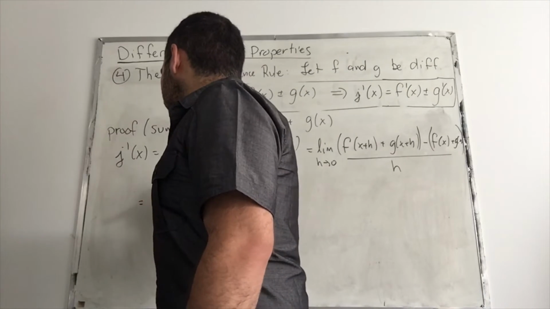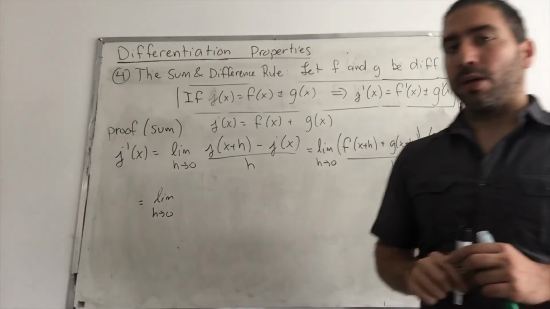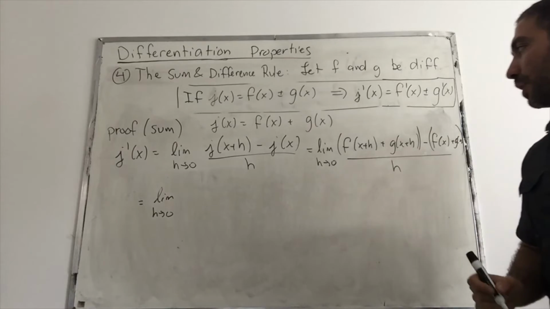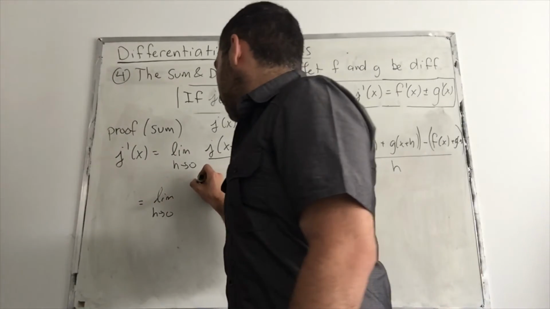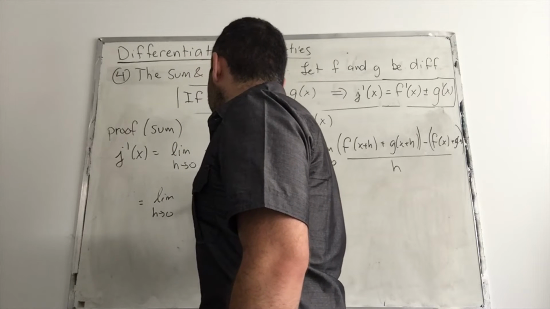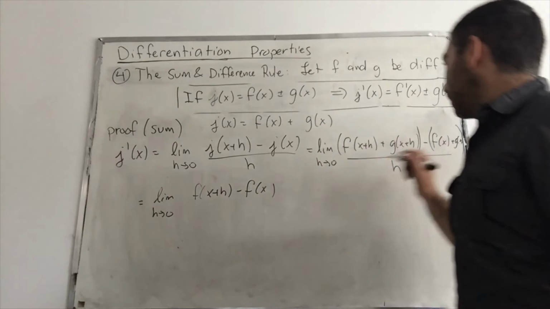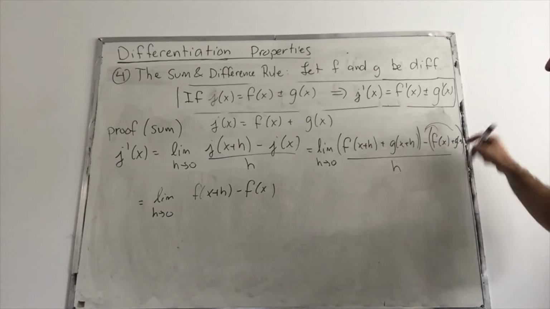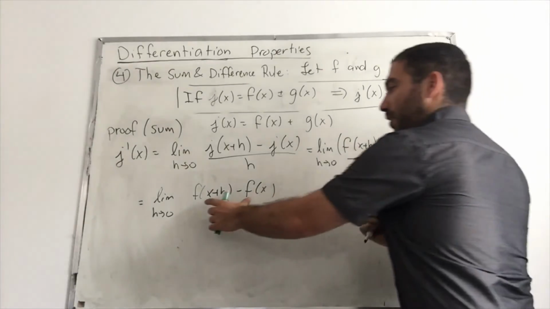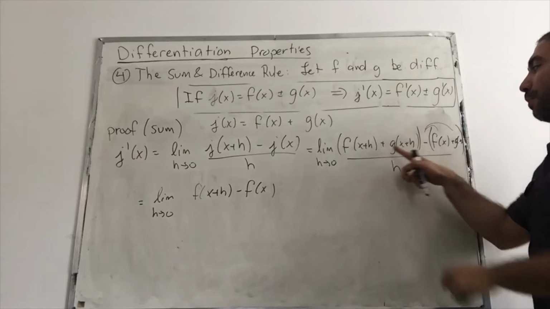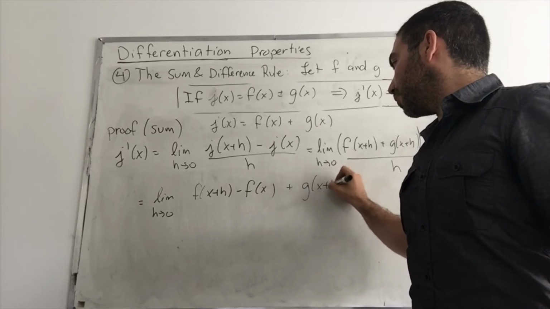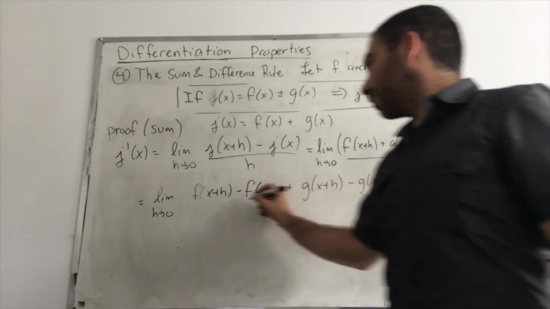So next what we do is we're going to just separate this. Put the f's with the f's and the g's with the g's. So essentially what we get is the limit of f of x plus h minus f of x. Because if we distribute this negative here, it hits both the f and the g. So we have f of x plus h minus f of x. I'm going to combine these two terms to get this. And then I'm going to take the g's and put g of x plus h minus g of x. So plus g of x plus h minus g of x. All this over h.